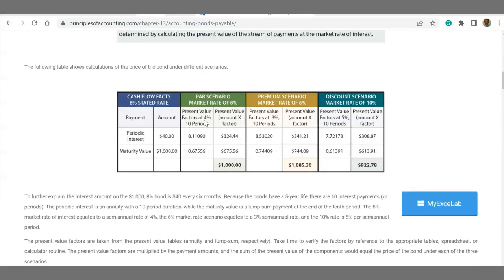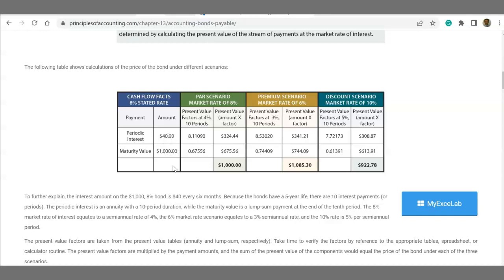Yes, 5 years here, 10 periods. You see here, because it's every 6 months, so 5 times 2 is 10, so 10 periods. So this is at the end of 5 years, the investor will get $1,000 back. Up to here, we are good.